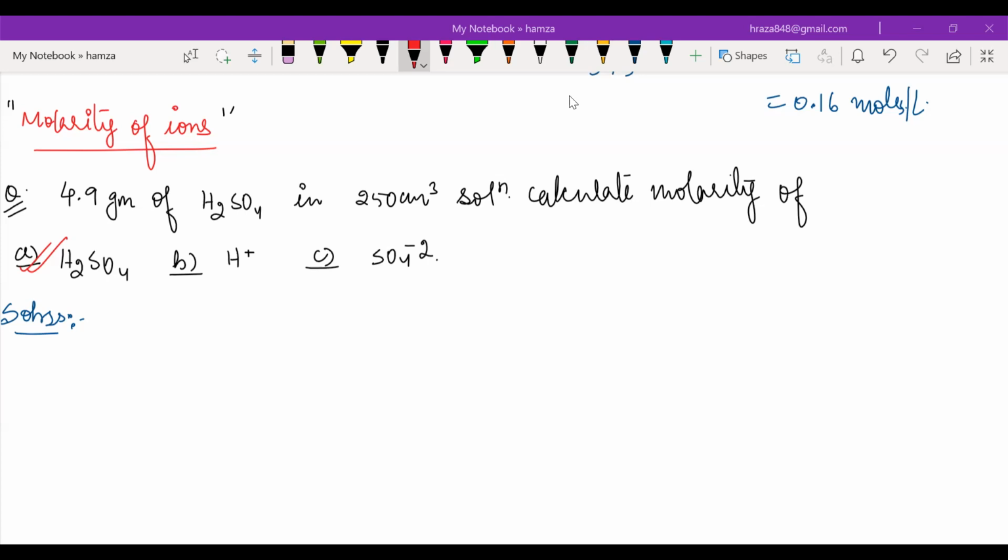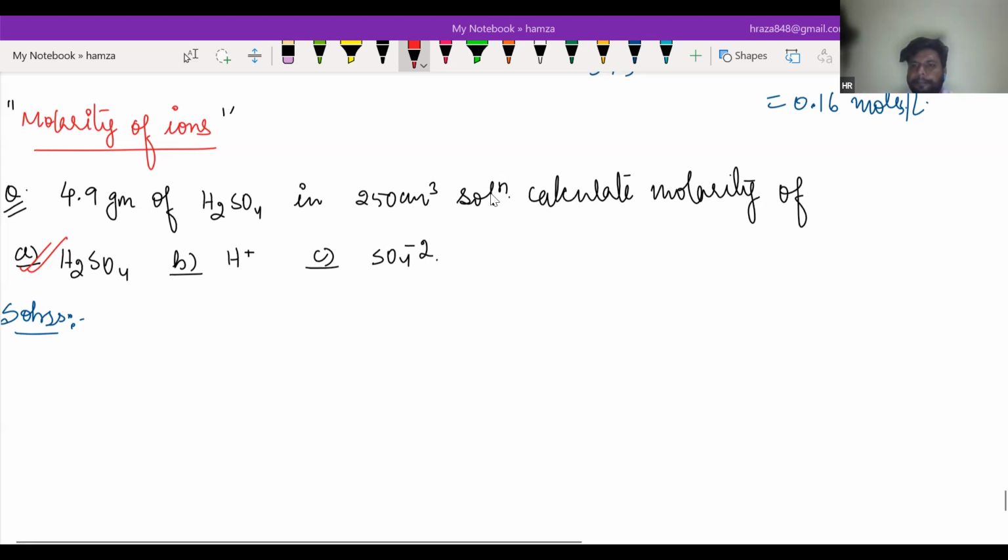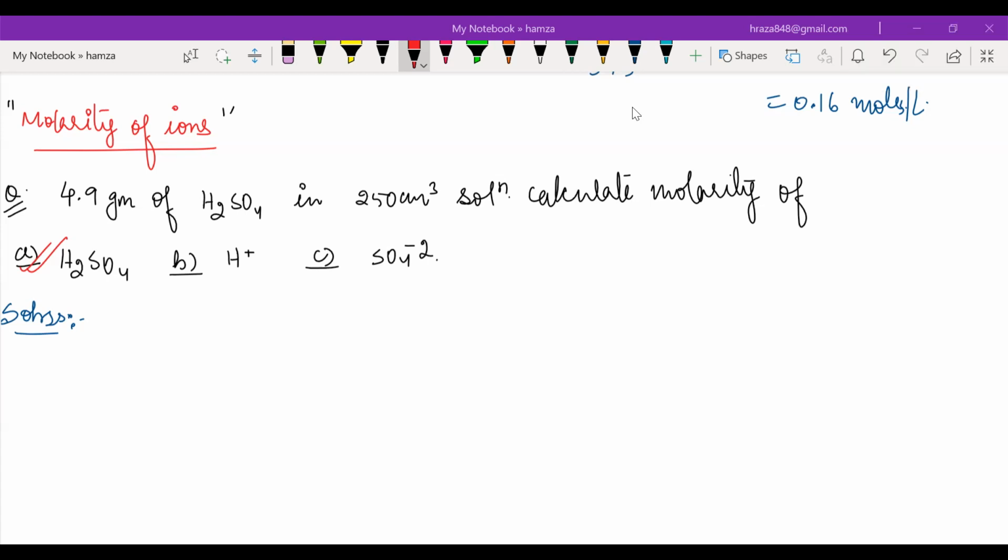Can you solve it, sir? What is the molarity? Hamza, sir, I don't know how to do it. Are you able to solve it or not? No. Okay.